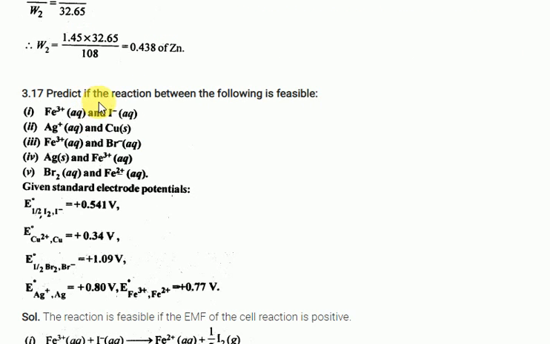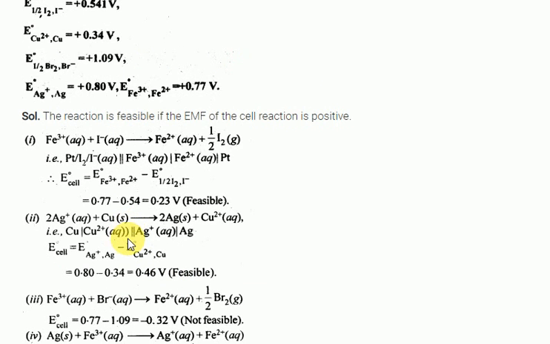So, predict the reaction between the following. In between which does a reaction take place or not? Look at what is given here: Fe3+ and I minus, Ag+ aqueous solution with copper solid, Fe3+ and Br minus, Ag solid with Fe3+, bromine with Fe3+. From these, they are asking which of the following reactions are feasible or not.